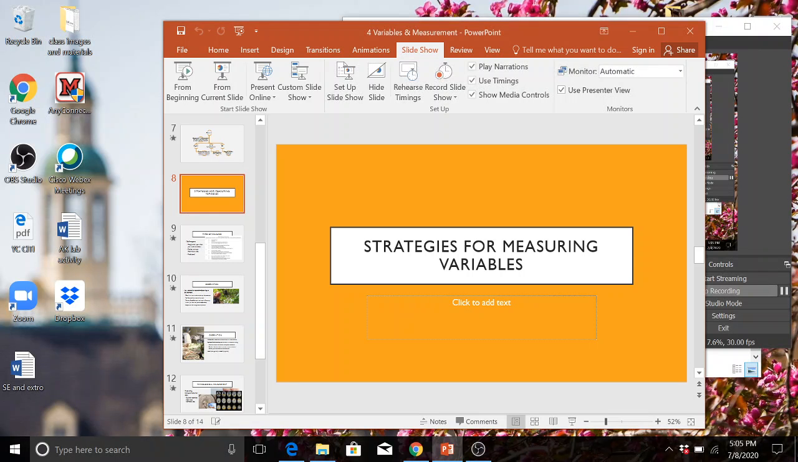So, overall, of the various measurement strategies, self report, observation, and physiological, none are perfect. They all have their upsides and downsides, and it's just up to the researcher to decide when any given measurement strategy is appropriate.